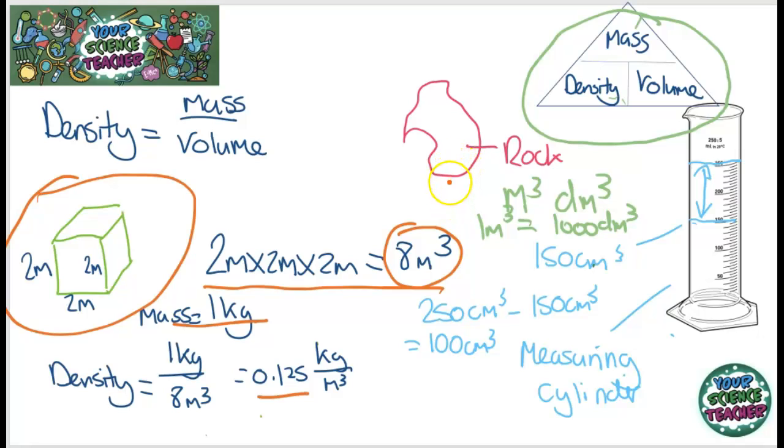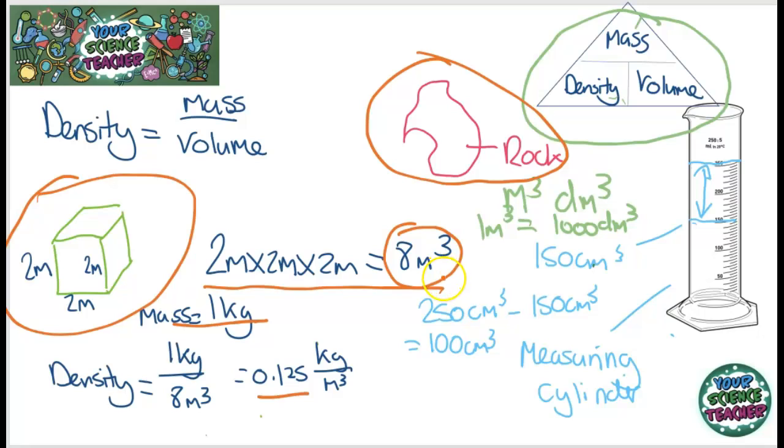It's not perfectly symmetrical. We don't live in a perfect world, people. We have some things where we don't know the shape, and we don't know the volume of it very easily. We can't calculate it by a simple calculation. Look at this rock, for example. We still want to calculate its density, but how do we go about calculating its volume?